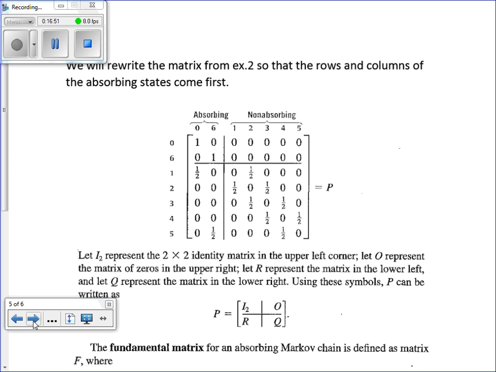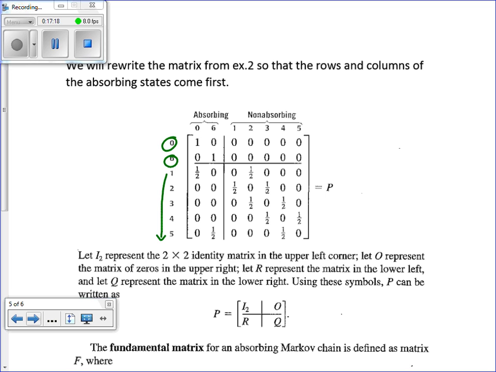It says we're going to write the matrix from example 2 so that the rows and columns of the absorbing states come first. Remember, the absorbing states were 0 and 6. So I'm going to write those rows in and put those first. Then, in the same order that they come in, I'm going to put 1, 2, 3, 4, and 5 as the rest of my rows. So we're going to write it that way first.